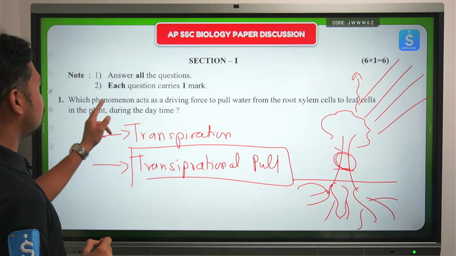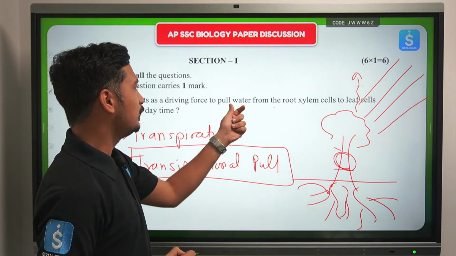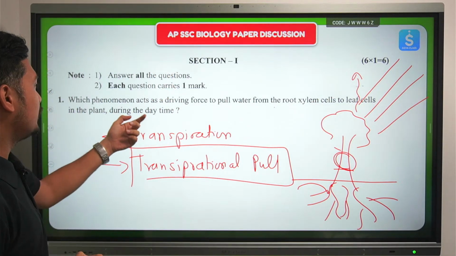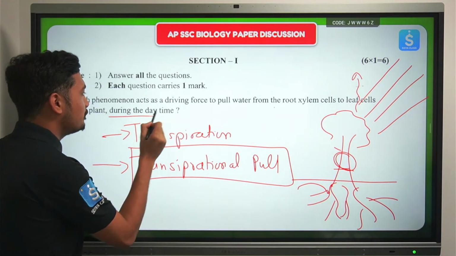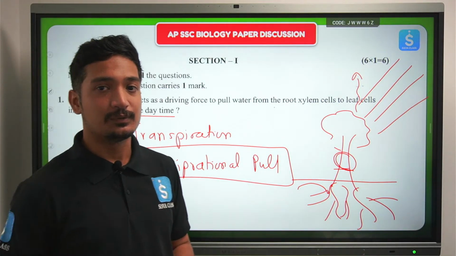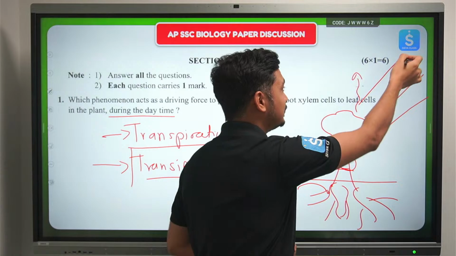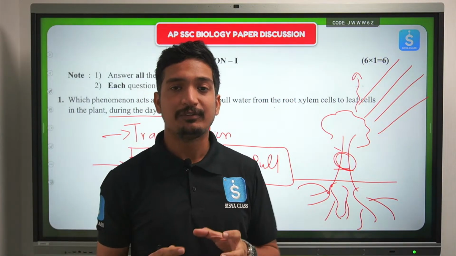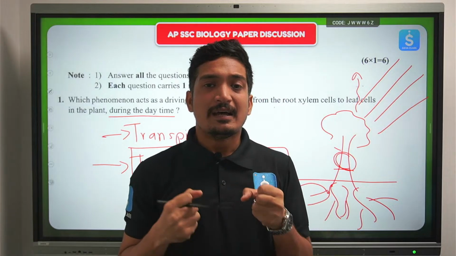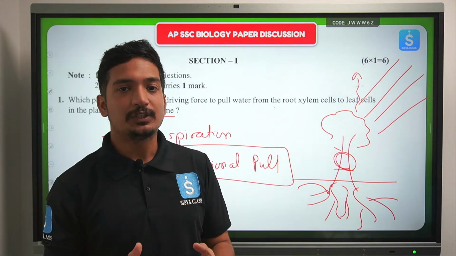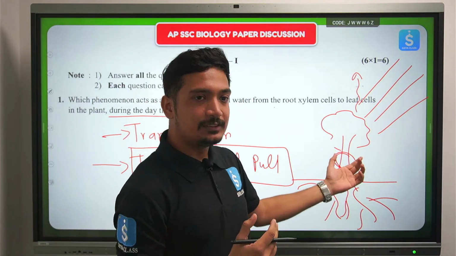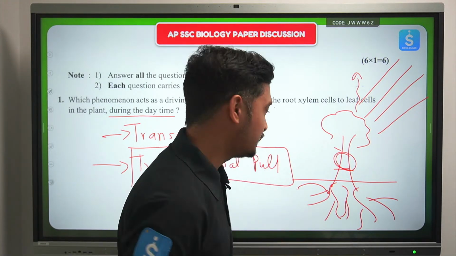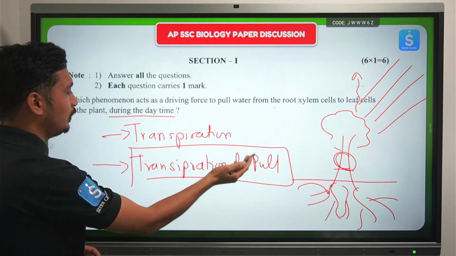The question is, which phenomenon acts as driving force to pull water from the root xylem cell to leaf cell in the plant during the daytime? And if you see, the daytime is the highlight of this question. Why daytime? Because we need sun. Because if the sun is not there, then evaporation of water will not happen, and if evaporation of water is not happening, the vacuum which is being generated in the trunk of the tree will not be sufficient enough. Okay, so yes, the correct answer is transpiration or transpirational pull.